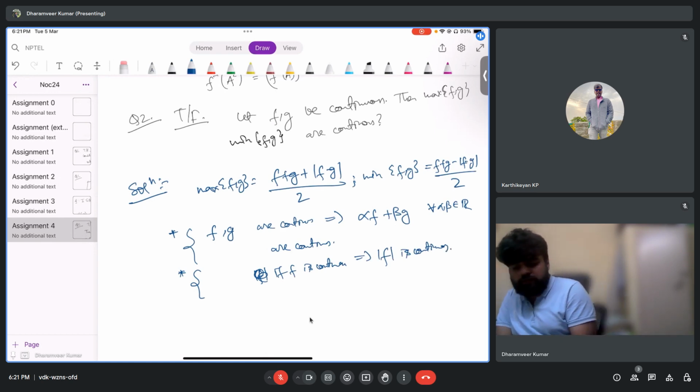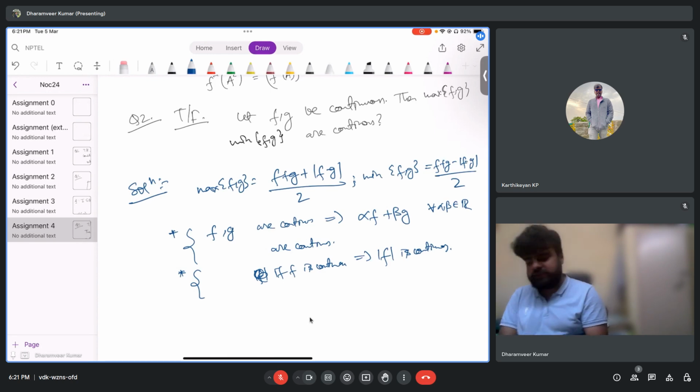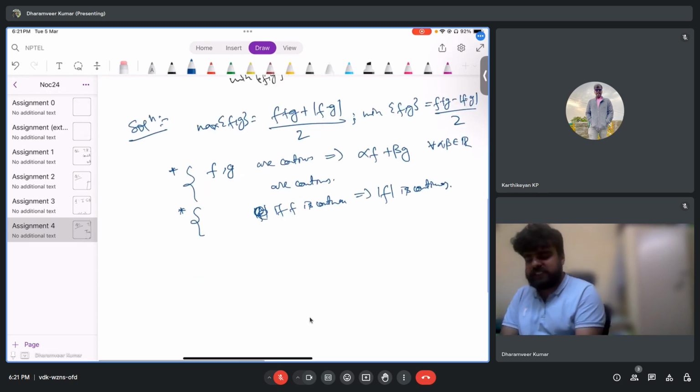Once we do these things, first you do f minus g, from here it is continuous, then mod is continuous, so this function is continuous. You are adding two continuous functions, multiplying with something continuous. Okay, similarly over here.